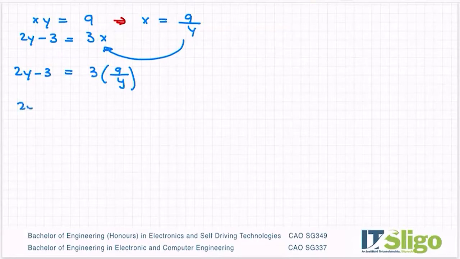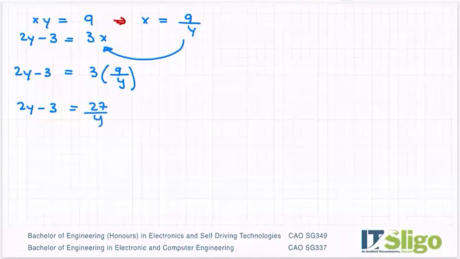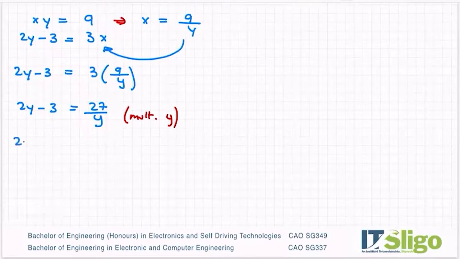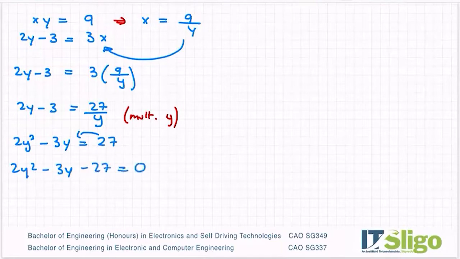So you can see now I'm writing it in terms of y. So 3 nines are 27 over y. I'm going to multiply across by y, so I can get rid of this fraction on the bottom, so that I'll end up with 2y squared minus 3y equals 27. Bring over the 27: 2y squared minus 3y minus 27 equals 0.